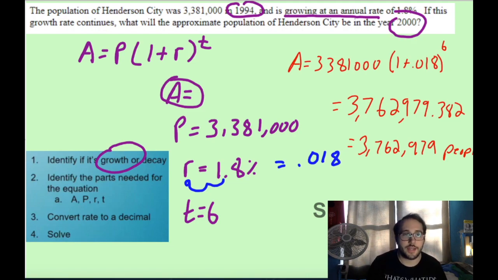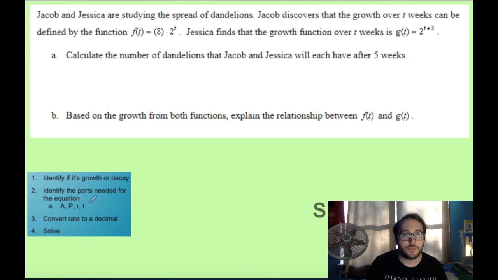Let's do the last question together. Awesome. This is a two-parter question. Jacob and Jessica are studying the spread of dandelions. Jacob discovers that the growth over t weeks can be defined as the function f of t equals 8 times 2 to the t power. Jessica finds that her growth function over t weeks is g of t equals 2 to the t plus 3.